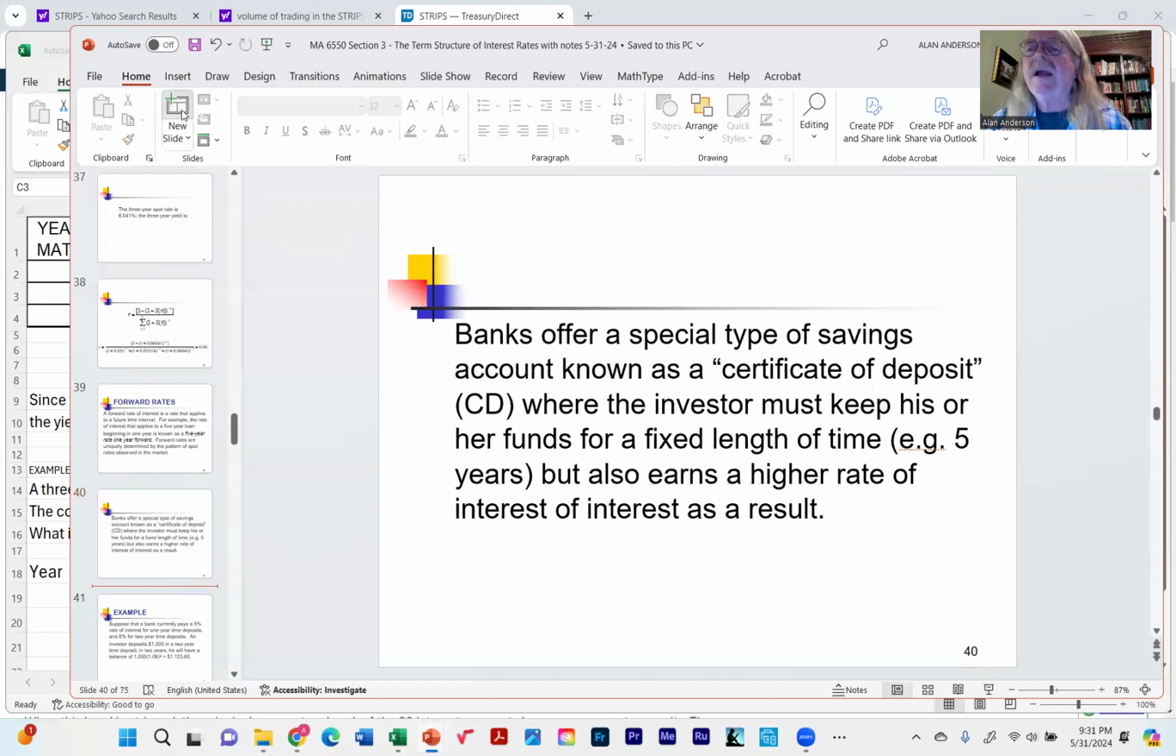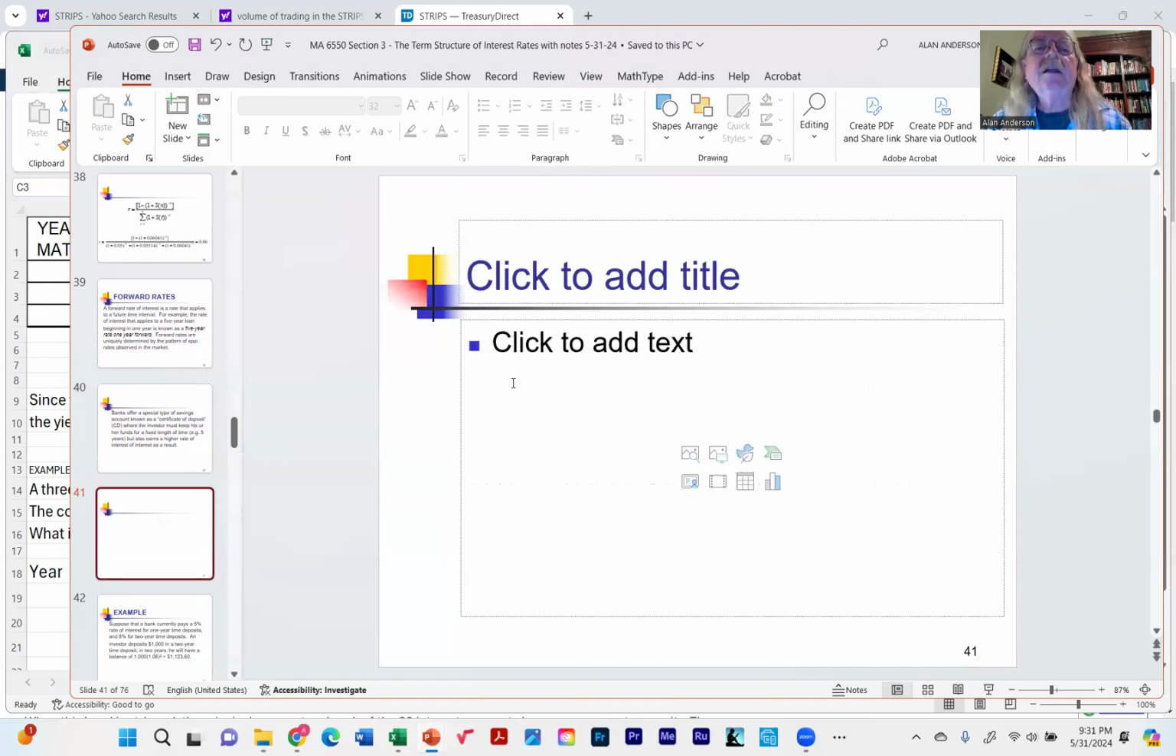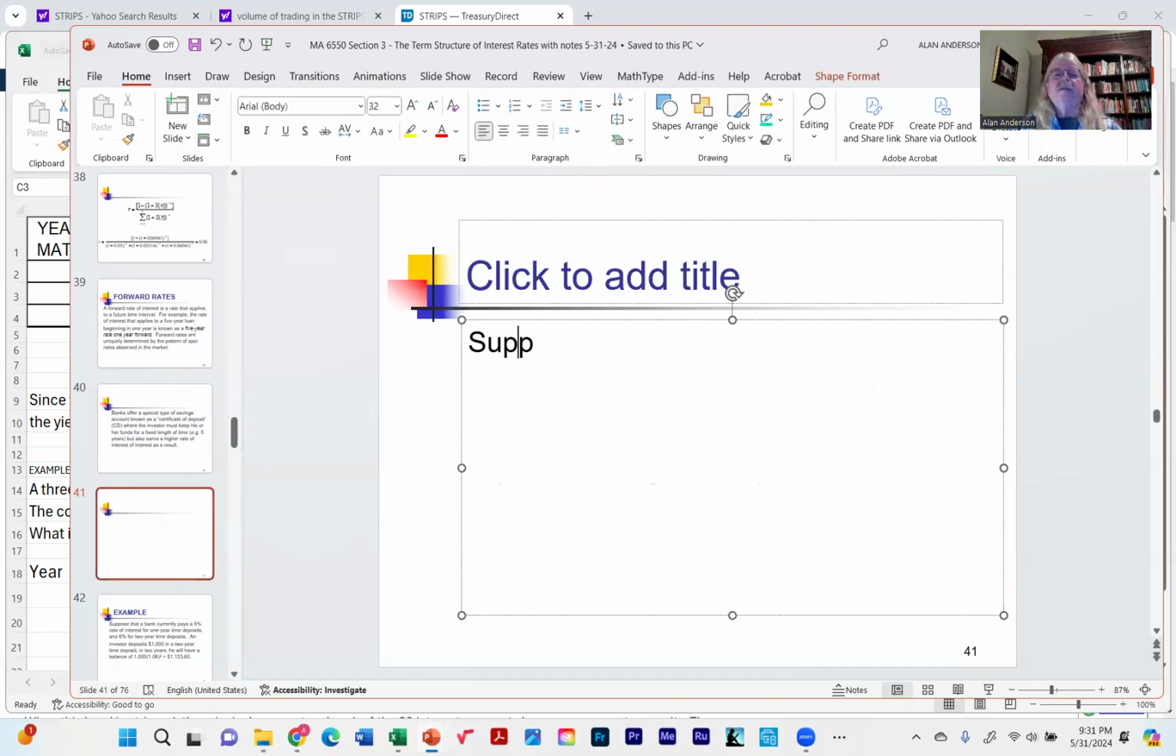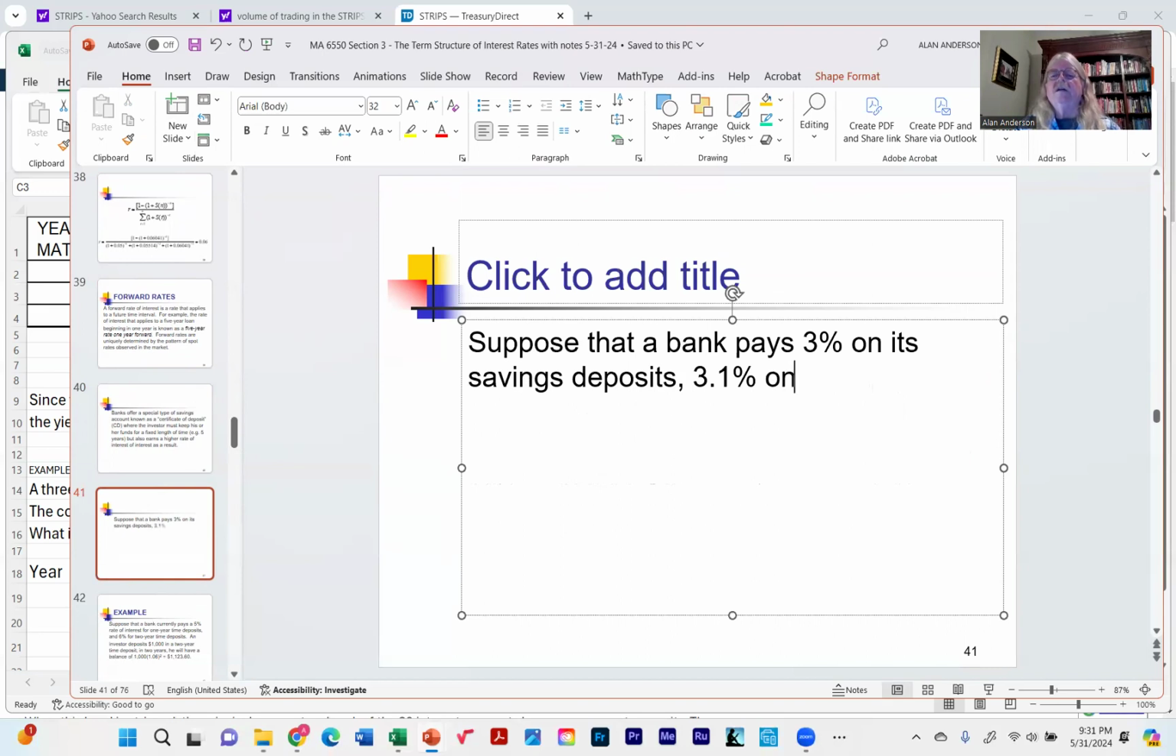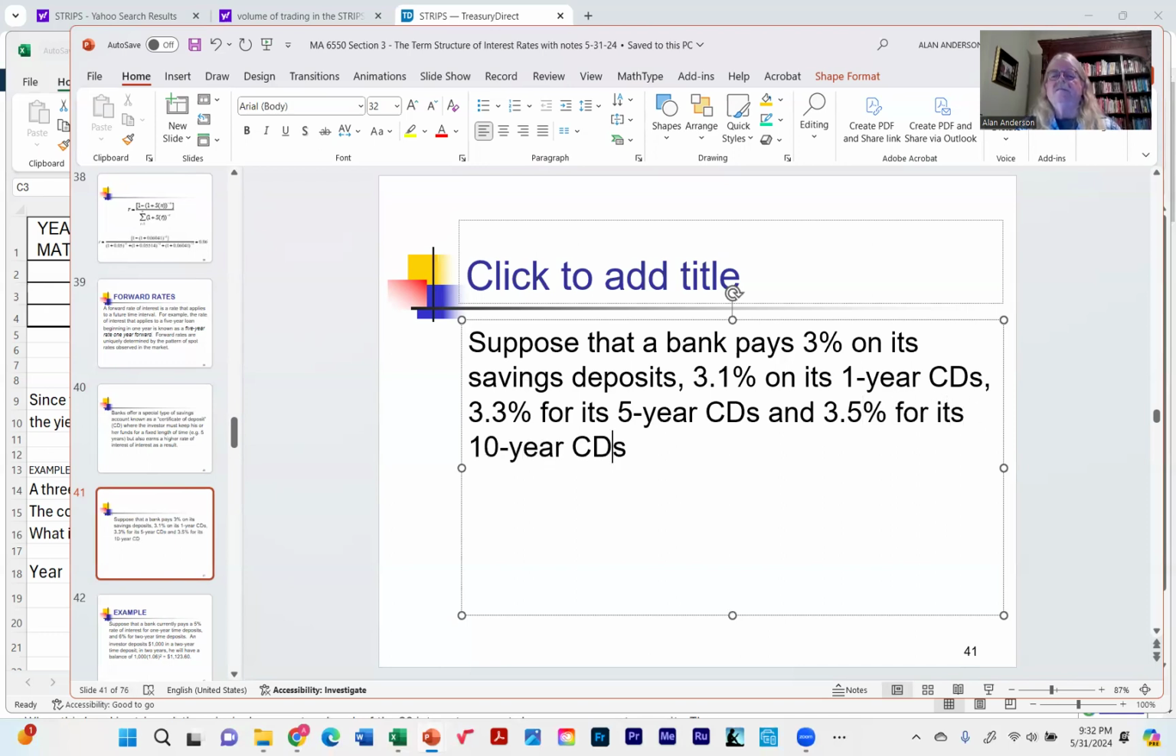Yeah, I mean, if you went into a bank, your bank, you might see, for example, a bank pays 3% on savings deposits, 3.1% on its 1-year CDs, I don't know, 3.3% for its 5-year CDs, and 3.5% for its 10-year CDs. You can see the pattern there that is emerging.